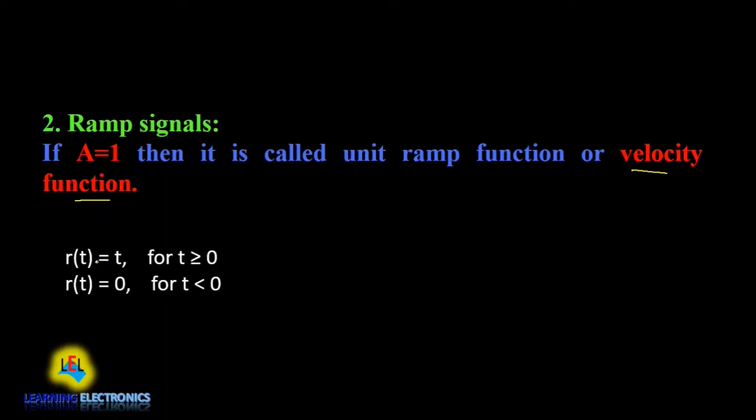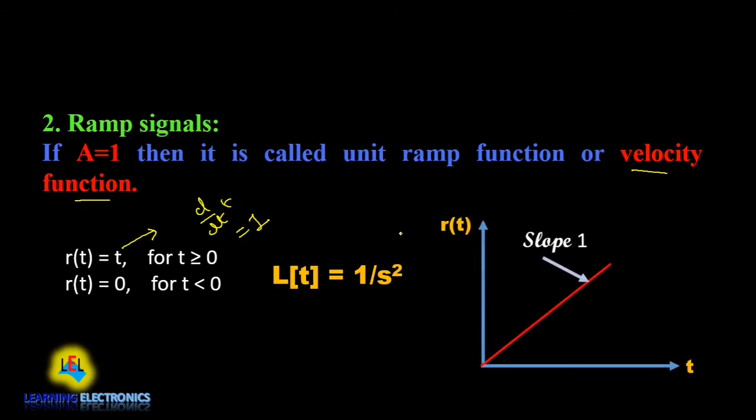Mathematically it is represented as, here we are only keeping a equal to 1 in the previous equation, so we are getting r(t) equal to t for time greater than or equal to 0, and for all the time values smaller than 0, this function r(t) will be equal to 0. Okay. So here again, if we find the differentiation of this equation to find the slope of the unit ramp function, then d by dt of t will be equal to 1. So the slope of this unit ramp function will be equal to 1.